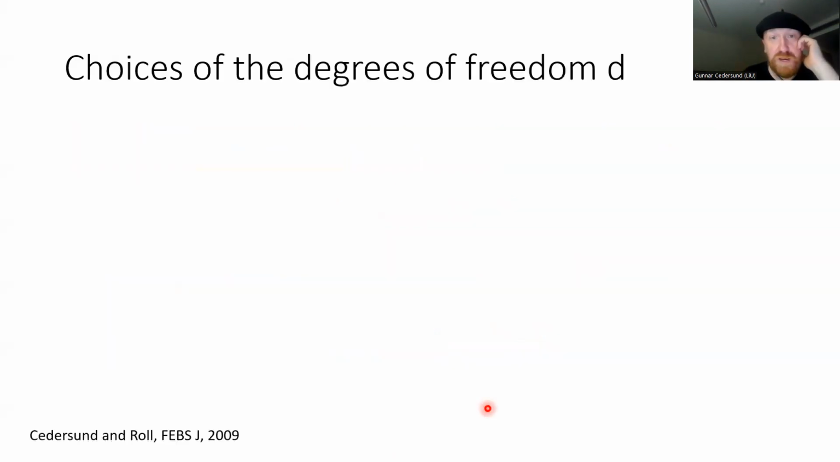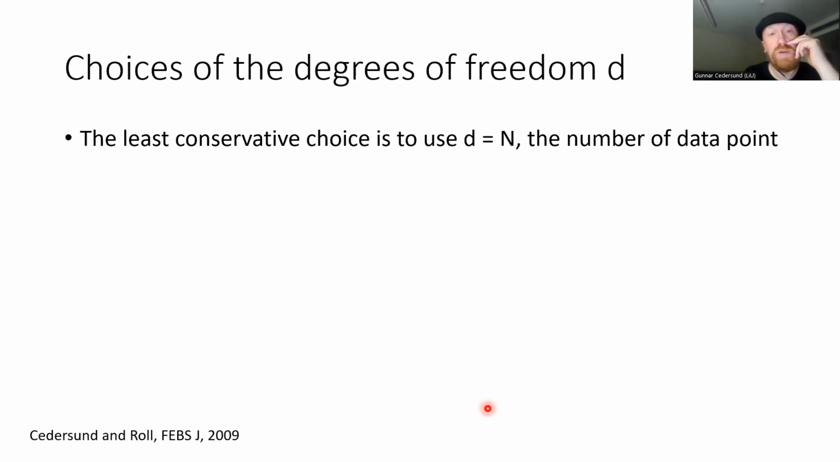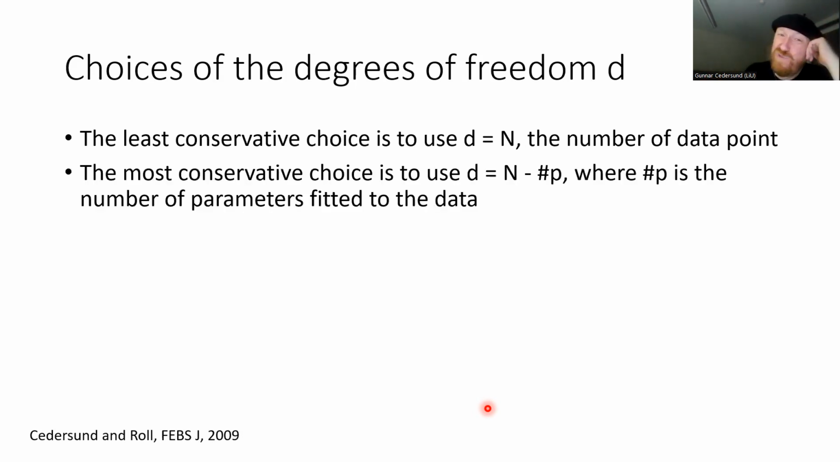And that requires some elaboration. So the least conservative approach is to just use the number of data points because you assume that everything is independent. But if you have fitted the model to the data that you're using this test for, then you should really account for that. So then you should say that, okay, for each parameter that I fitted, I should take away one term in this.